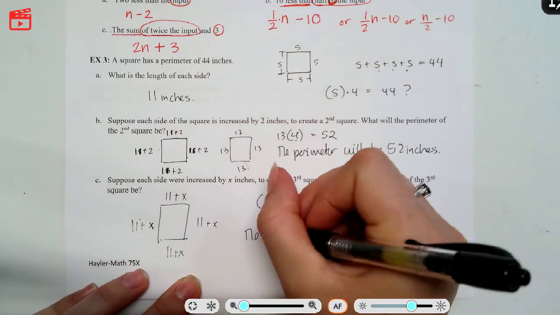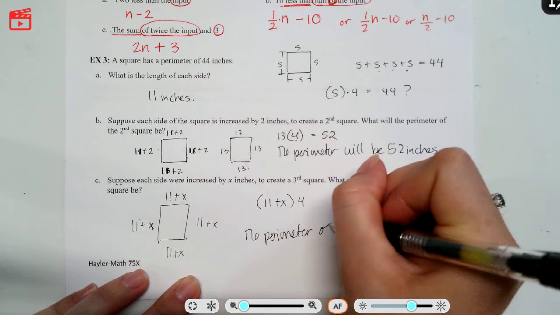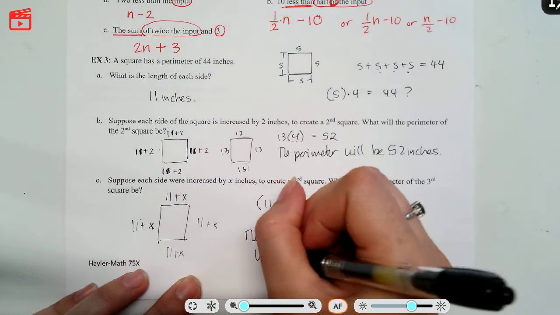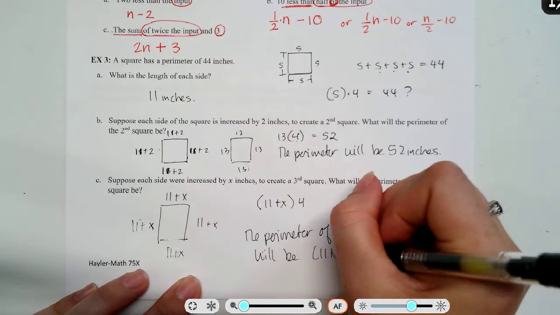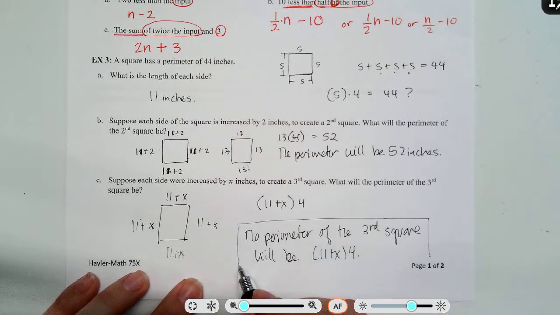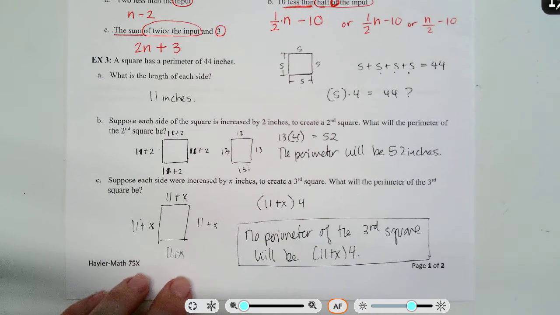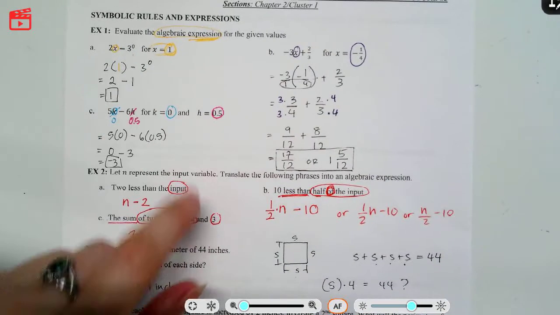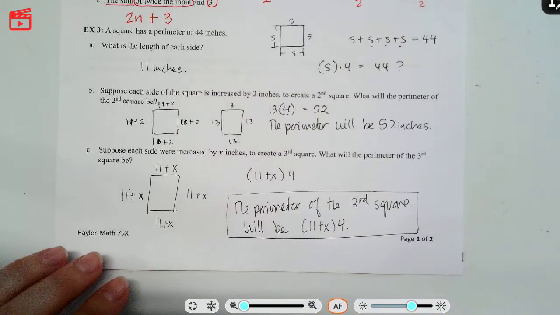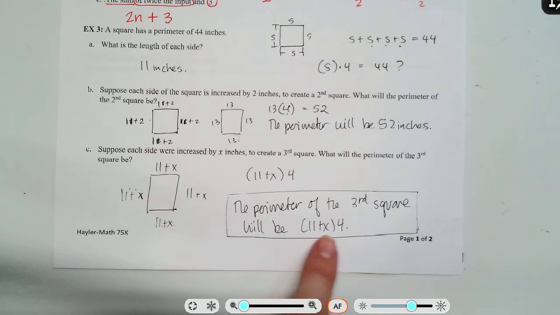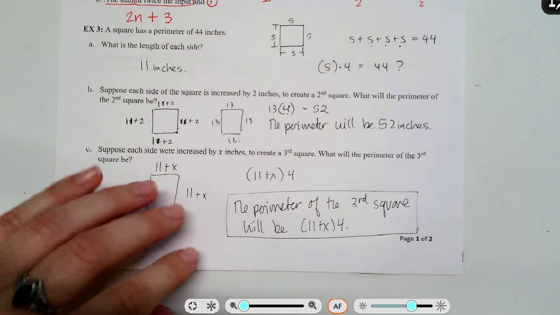So the perimeter of the third square will be 11 plus x times 4. Whatever that is, it's just some algebraic random expression with the variable x stuck in. So if you wanted to increase the sides of your square by 3, you could plug in 3 for x, kind of like we had been practicing up above in example 1. Or maybe you wanted to know what the perimeter would be if you increased each side by 7. You could go ahead and just plug 7 in and calculate your answer. Kind of neat.